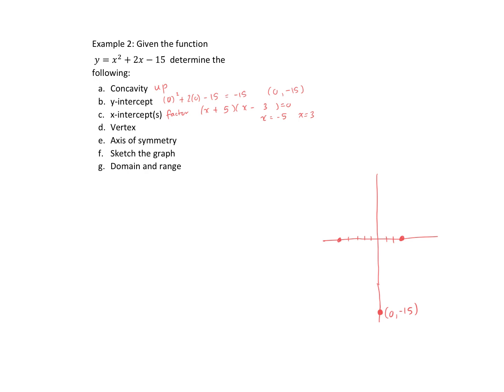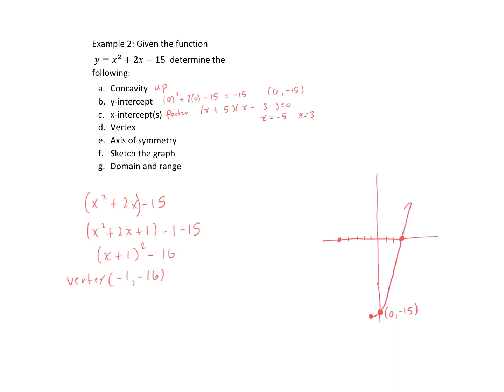I'm going to do my vertex, so I need to complete the square. So I'll take half of 2, which is 1, and square it. So plus 1 will make that perfect square, minus 1. And so in vertex form, we have x plus 1 squared minus 16. So the vertex is negative 1, negative 16, which is just below this point here.